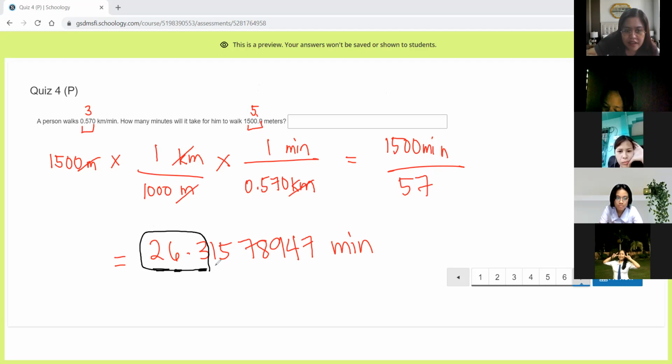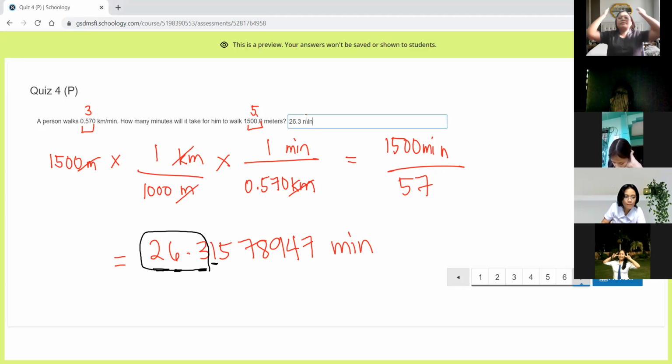If we look at the next digit, it's 1. So are we going to add 1 to 3? No. We will not add 1 because the next digit is only 1. We only add if it is 5 to 9, which means the correct answer here is 26.3 minutes. I think that's it for the quiz.